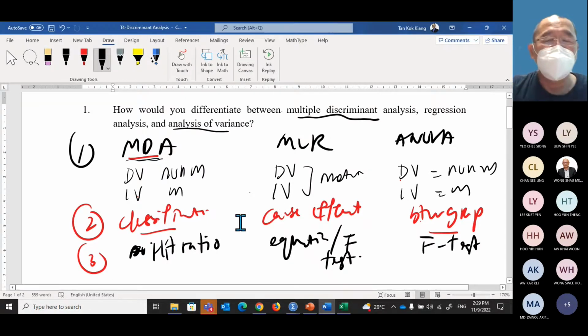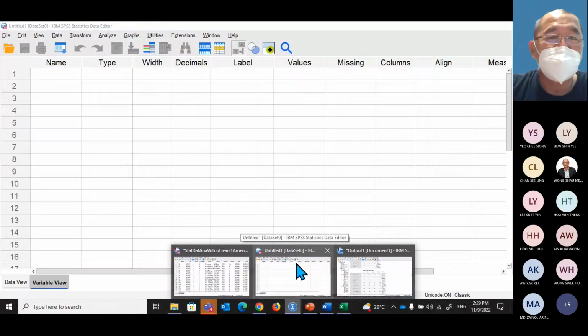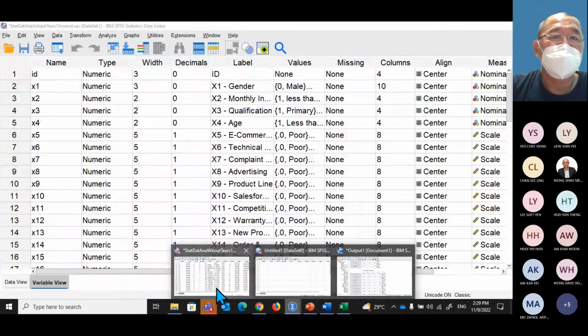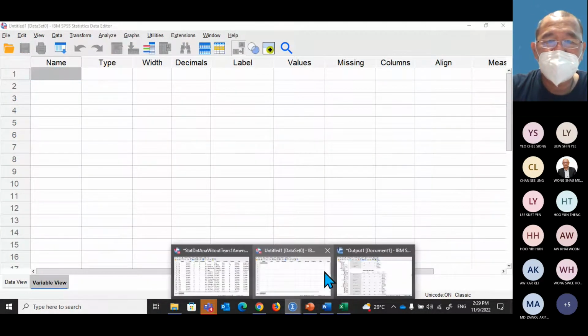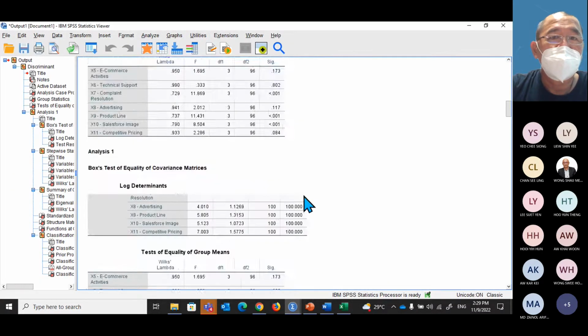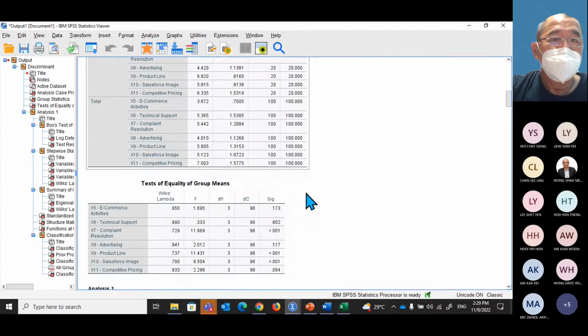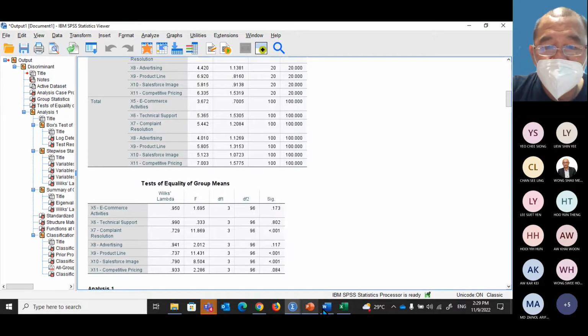So basically, these are three important things. We also discussed ANOVA already, correct or not? Actually, just a bit, not much. Yeah, this is ANOVA. This value is to test the ANOVA. So continue.